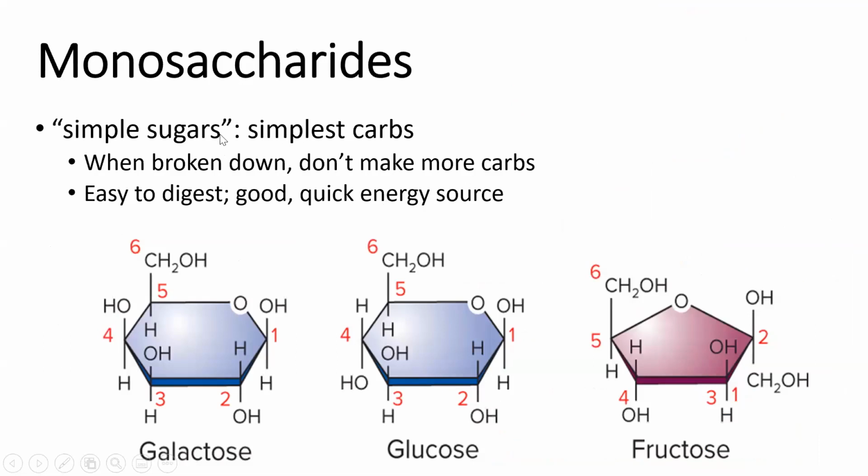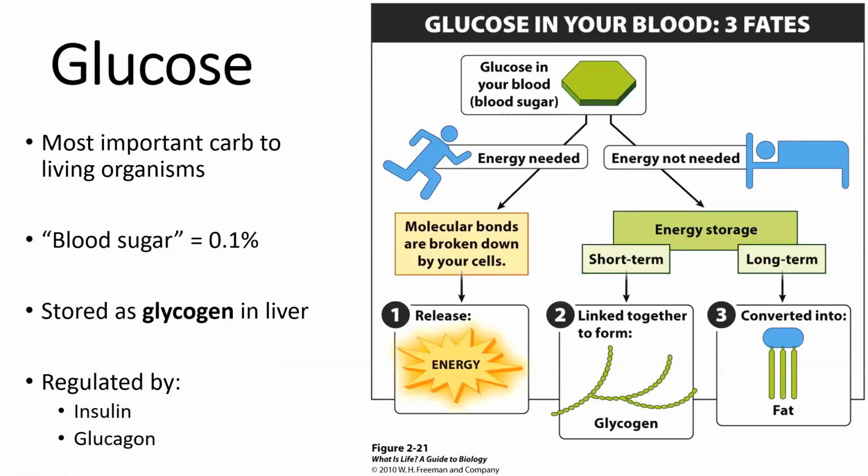So there's the monosaccharides, simple sugars, simplest carbs. When broken down, they don't make more carbs. So you're breaking them down into individual, just atoms, basically. They're easy to digest. They're a good and quick energy source. So you get the energy immediately because it's very easy to break down. So our three main monosaccharides that we talk about in biology: galactose, glucose, and fructose.